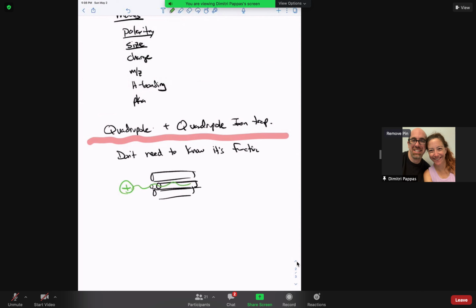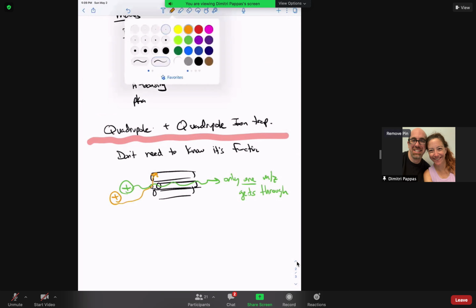and only one of the ions gets through, right? To illustrate what happens, every other ion that comes in, every other mass to charge, the different colors, different M over Z, will hit a plate or hit a pole, and they'll stop.